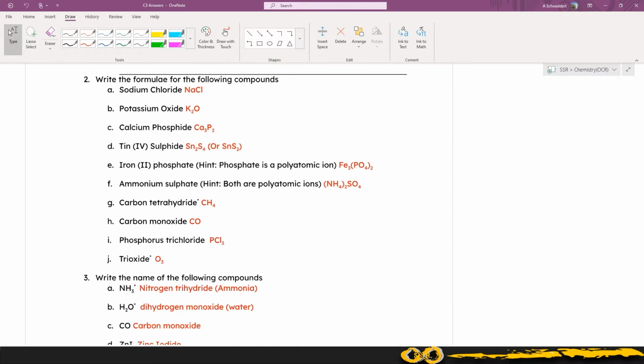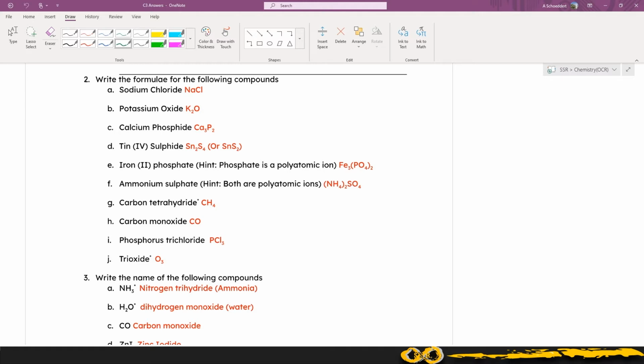Remember your polyatomic ions as well, and their charges, because they will come up quite often. So things like phosphate and sulfate and hydroxide, those will come up again and again. And so if you get used to using them and their charges, then you'll be quicker in answering and dealing with those types of questions.